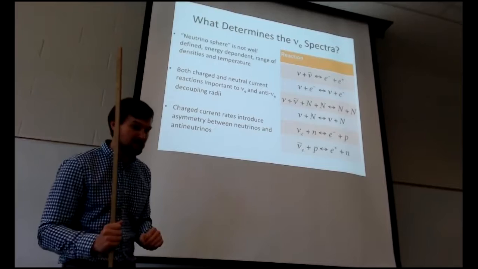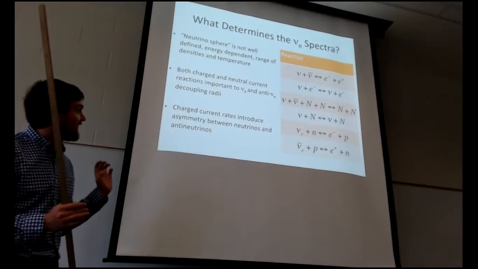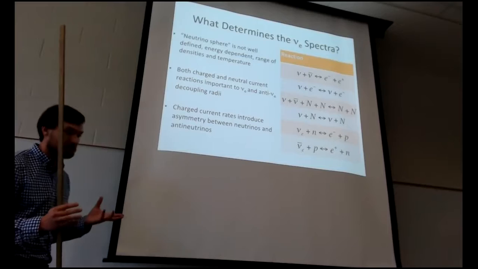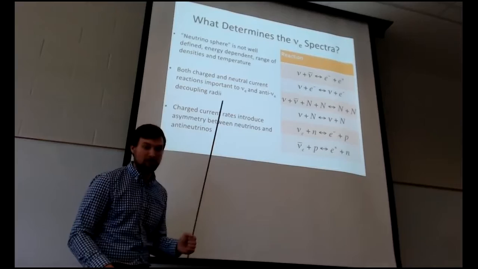And where this decoupling happens depends strongly on both neutral current rates, and then for electron and anti-electron neutrinos, on charged current rates. And so one thing that's going to be of interest, and I'll talk about this more in a couple of slides, is the difference between the electron neutrino spectrum and the anti-electron neutrino spectrum. So this is going to be important for nucleosynthesis.